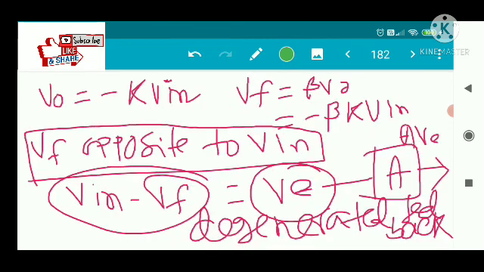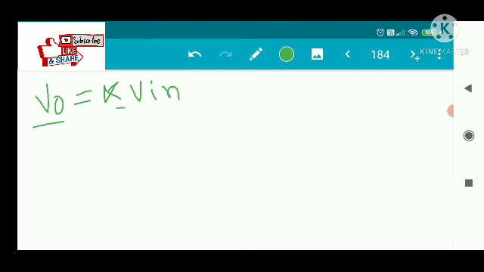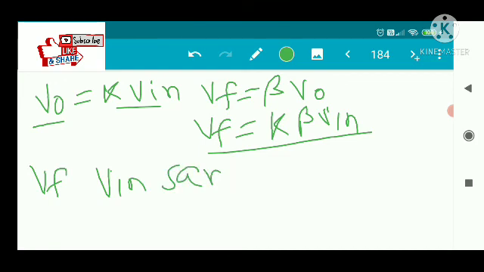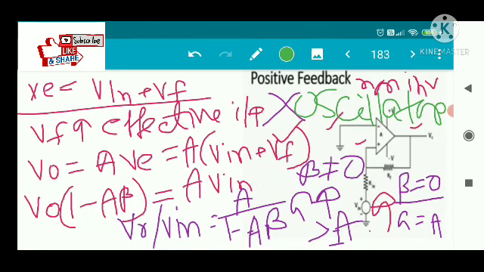Okay, and also in the previous case that I have discussed, V0 equal to minus k V in. So here in the non-inverting case, V0 equal to k into V in, there is no phase difference between the input and the output, that I have already discussed. So Vf equal to beta V0 and Vf equal to k beta into V in. So Vf and V in are in the same phase, not out of phase by 180 degrees.